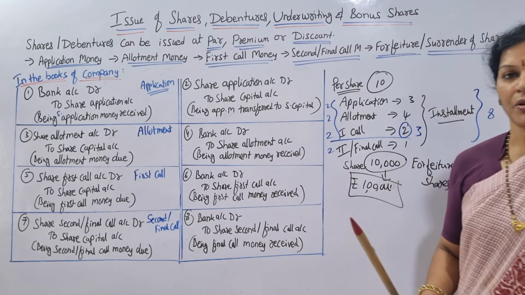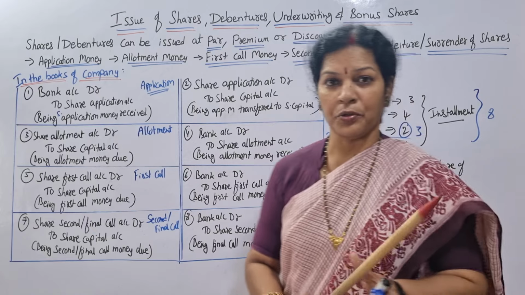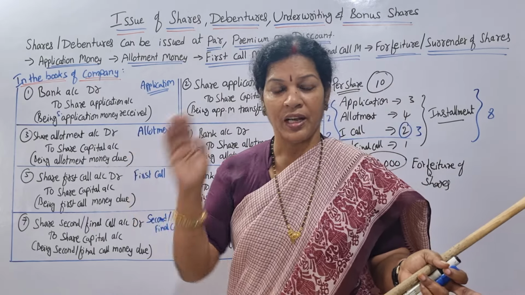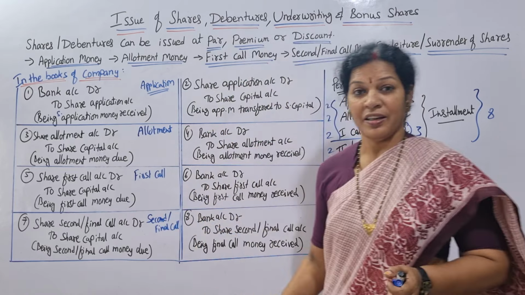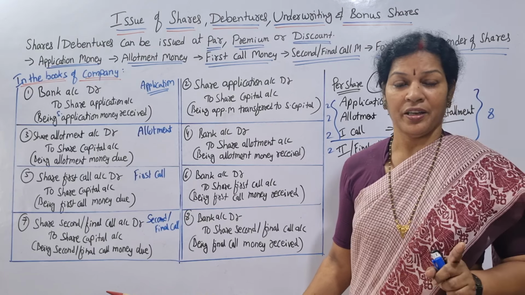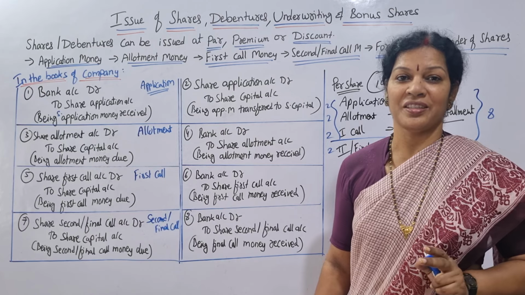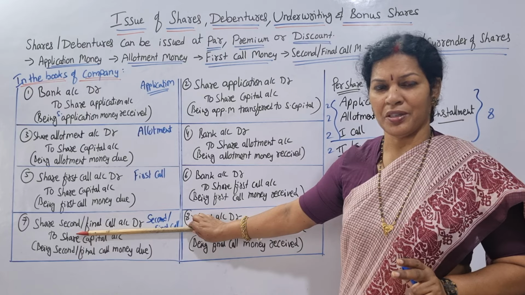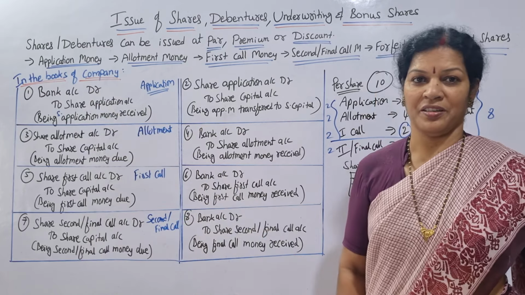This is enough. Want to take a screenshot? Yes. This is enough for today. Now what you have to do is understand whatever I said, have a good understanding and learn it by heart. Anytime if I ask you what the journal entry is, you should be in a position to say it. There are 8 entries. If there is no second or final call, then you'll find only 6 entries.